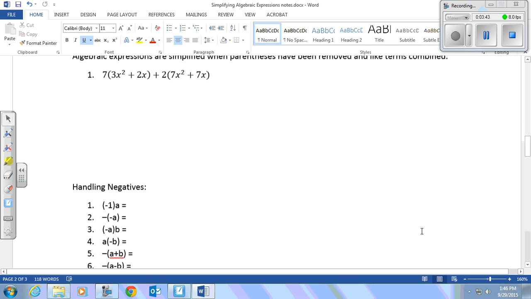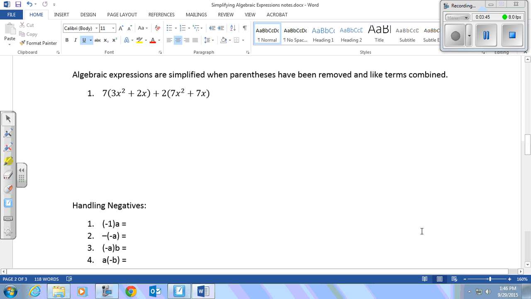Okay, so simplifying algebraic expressions. To consider it simplified, the parentheses need to be removed and like terms need to be combined. So if we look at this example of 7 times 3x squared plus 2x plus 2 times 7x squared plus 7x, we need to remove these parentheses, which are representing the fact that you're multiplying by what's in the brackets. And then if there are any like terms, they need to be combined.